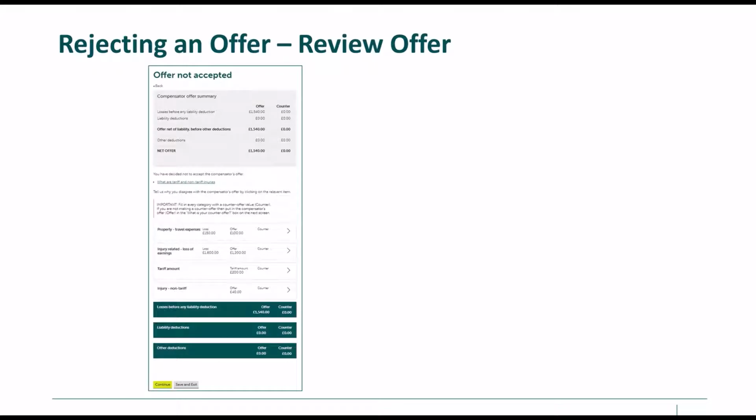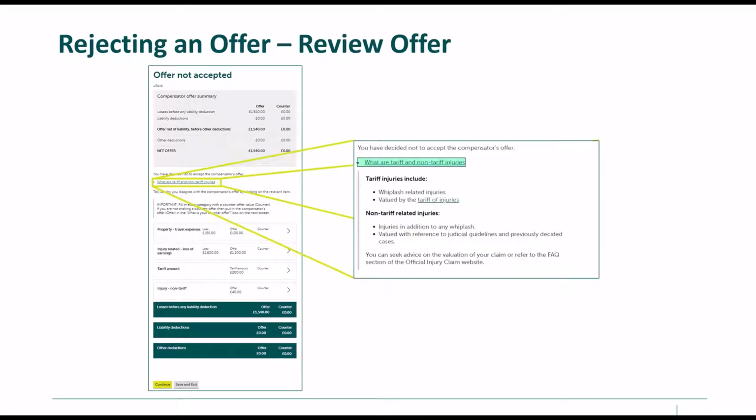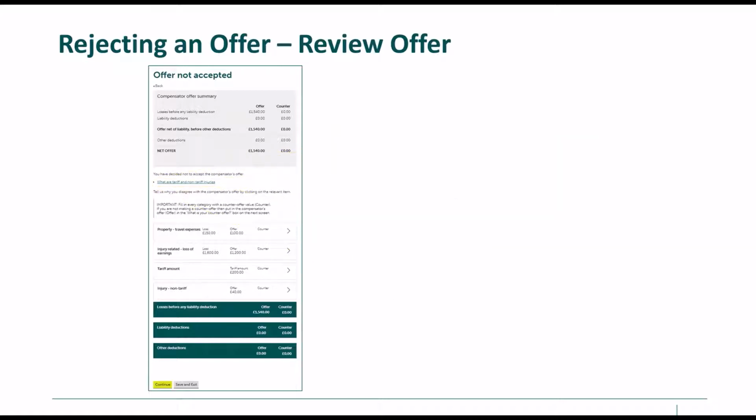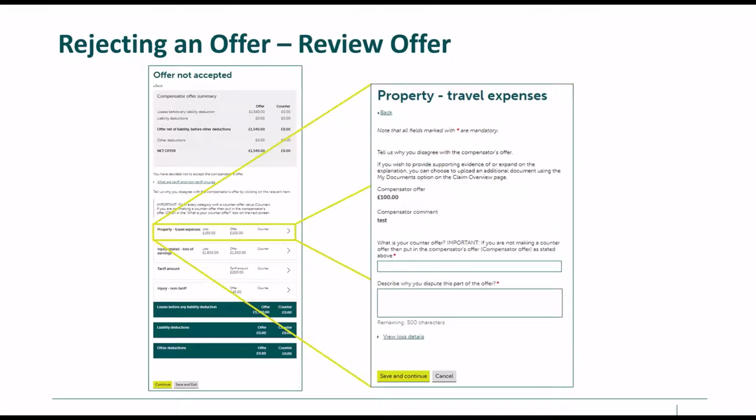If the customer chooses to send back a counter-offer, they are presented with a breakdown of the offer made, and here we can see that they are provided with further information on the difference between tariff and non-tariff injuries. In short, tariff injuries include whiplash-related injuries, and non-tariff-related injuries are any injuries in addition to whiplash. The customer then needs to choose from the list of offers made which ones they disagree with and create a counter-offer for each, giving reason as they do so.